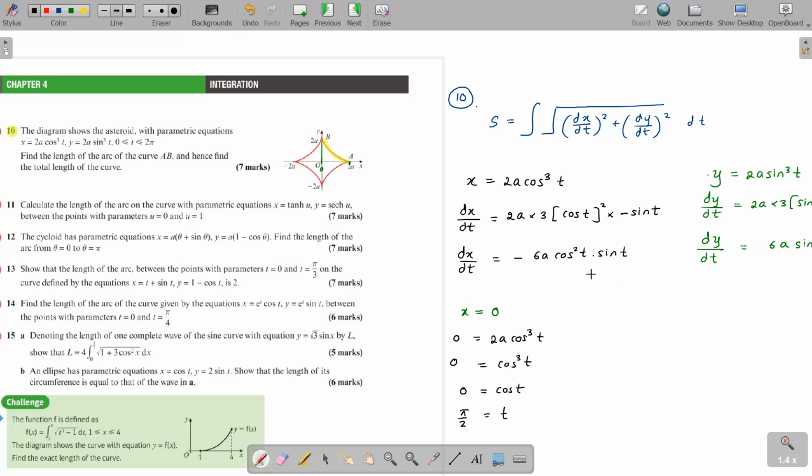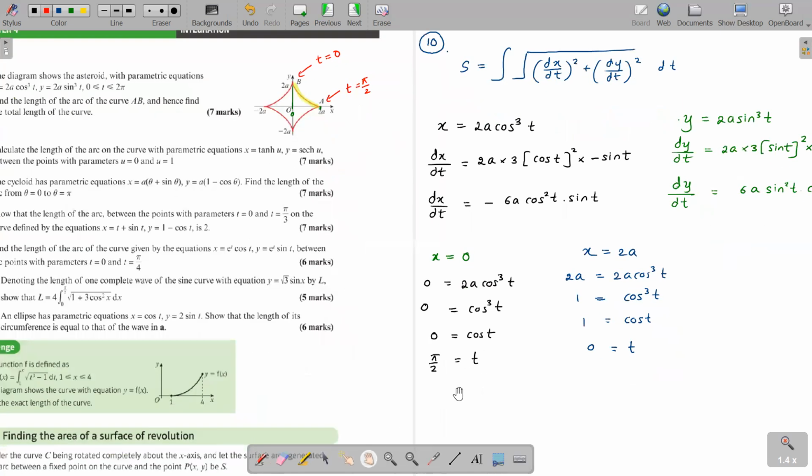Half pi. And then when x equals 2a, what do we get? 2a equals 2a times cos cube t. 2a cancels, right? 1 equals cos cube t. Cos t equals cube root of 1, which is 1. Then cos inverse of 1 is 0. Basically at a, your t value is pi over 2, isn't it? And at b, your t value is 0. Are you with me? Shall we input the values now?